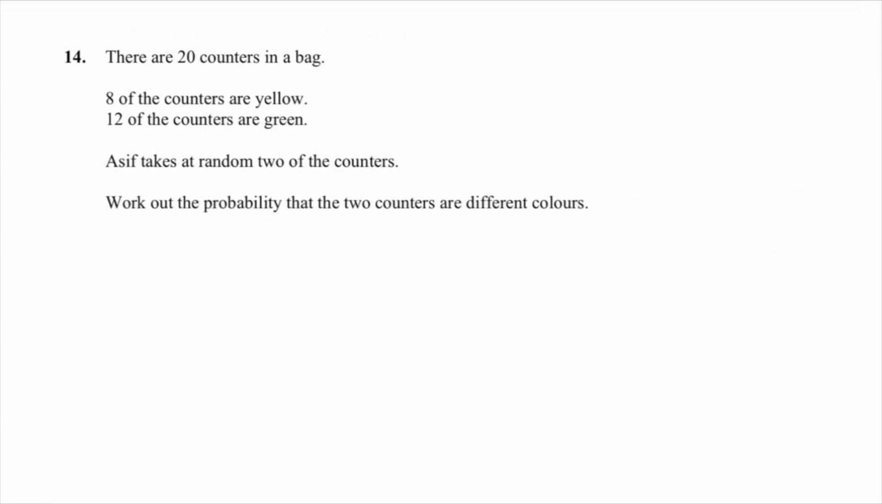So we've got 20 counters in a bag, 8 yellow, 12 green. 2 counters are taken at random, and we've got to work out the probability that the 2 counters are different colors. So this is your sort of classic probability tree diagram question. So our first pick, which is either going to give a yellow or a green, of course, is 8 out of 20 and 12 out of 20.